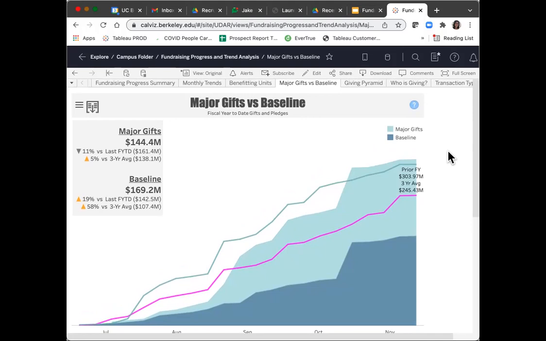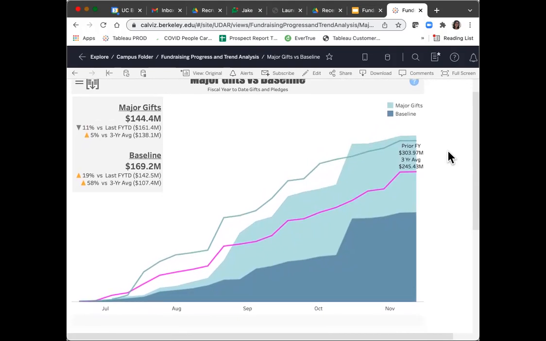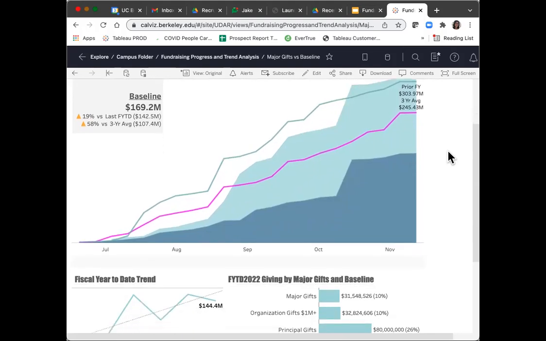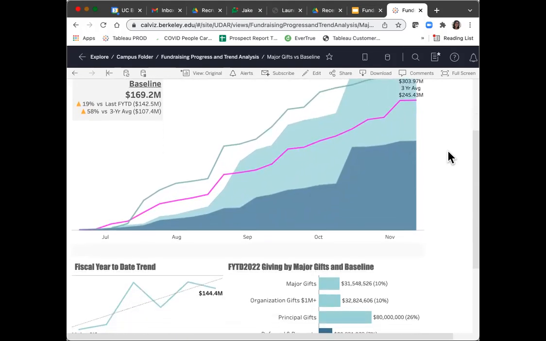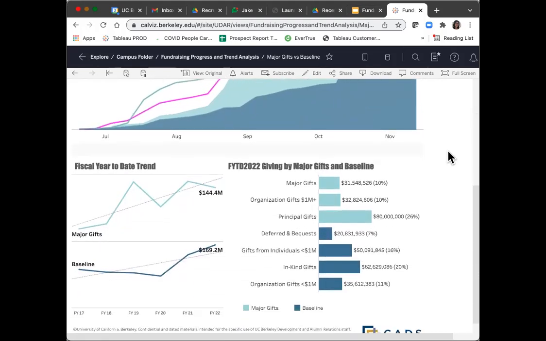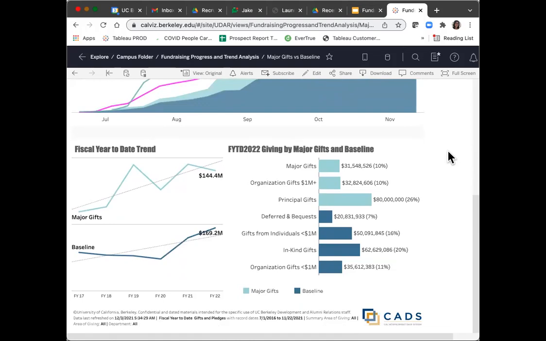But here's another way that we've introduced. This is new. A comparison between major gifts giving versus what we call baseline giving. And major gifts is those, let's call them $1 million gifts and above, versus gifts that come in through the annual fund, the $25 phonathon gifts that come in. So we break it out to let people see the sourcing of these gifts.